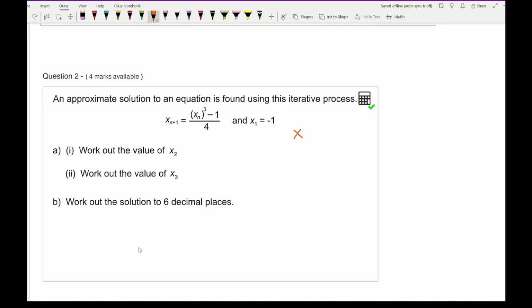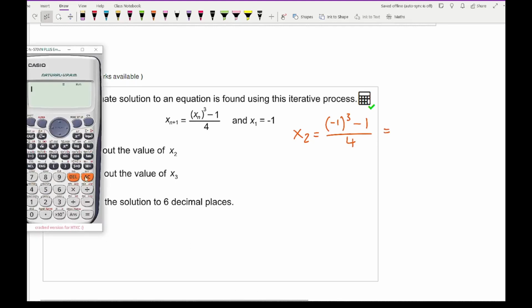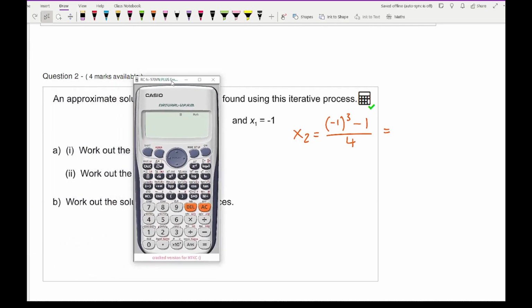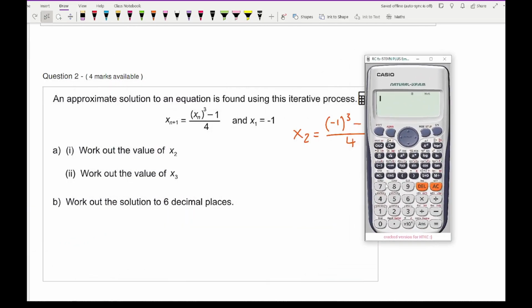So for x2, it's going to be minus 1 cubed minus 1, divided by 4. And if I type that into my calculator, which should just load up now, I can use my calculator to work this out. So to use the calculator, I enter the first value, which is minus 1, enter that, and then I enter the formula, putting the ans in brackets, and it's cubed, minus 1, all over 4.